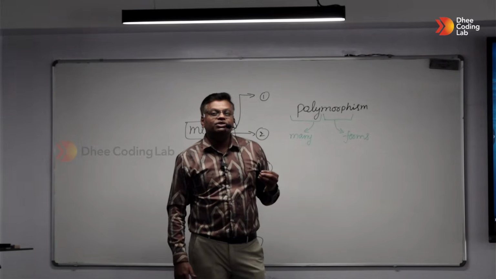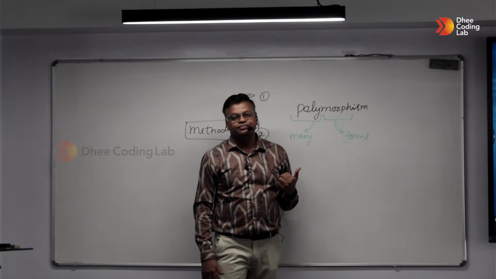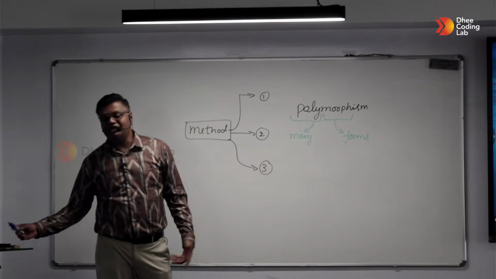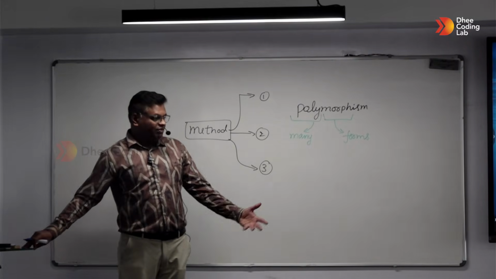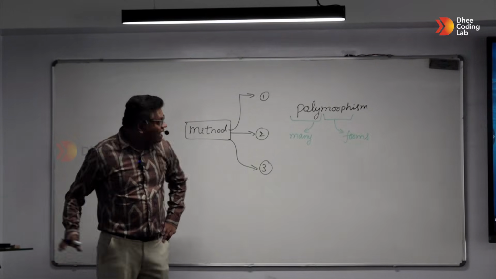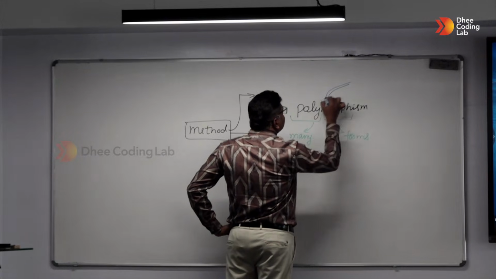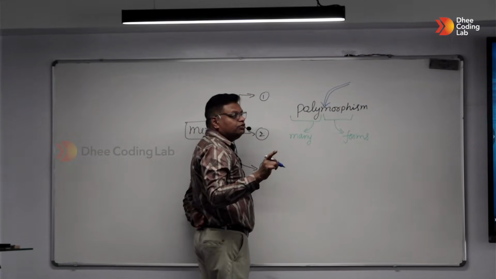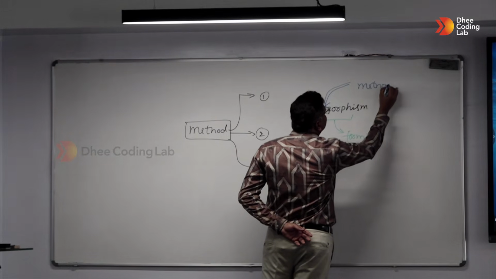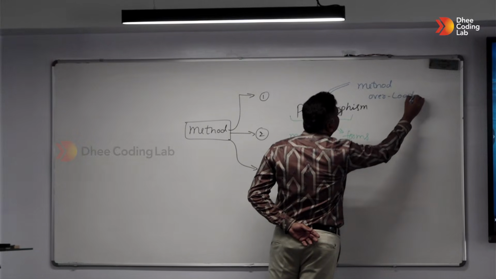That different forms of doing the same activity is called as what? Polymorphism. Are you clear? So now, how do we achieve this in Java? I want to perform certain tasks in different possible ways. So for that, we can achieve this concept called polymorphism by using a Java concept called method overloading. What is that? Method overloading.